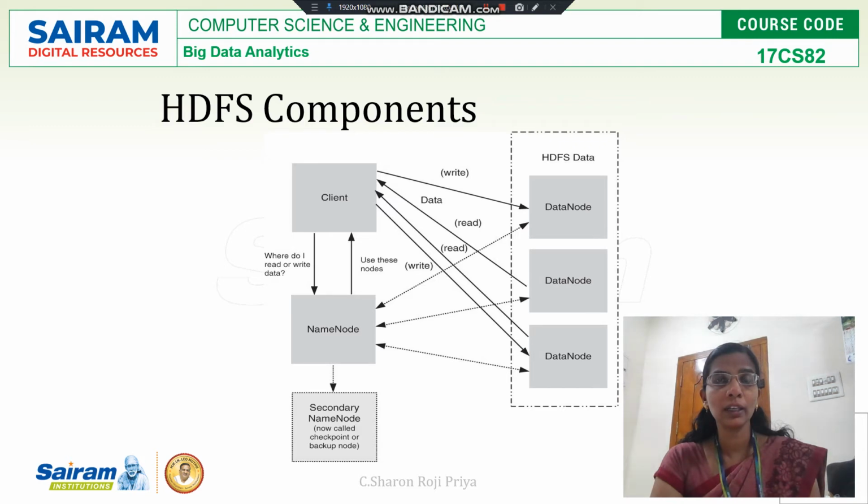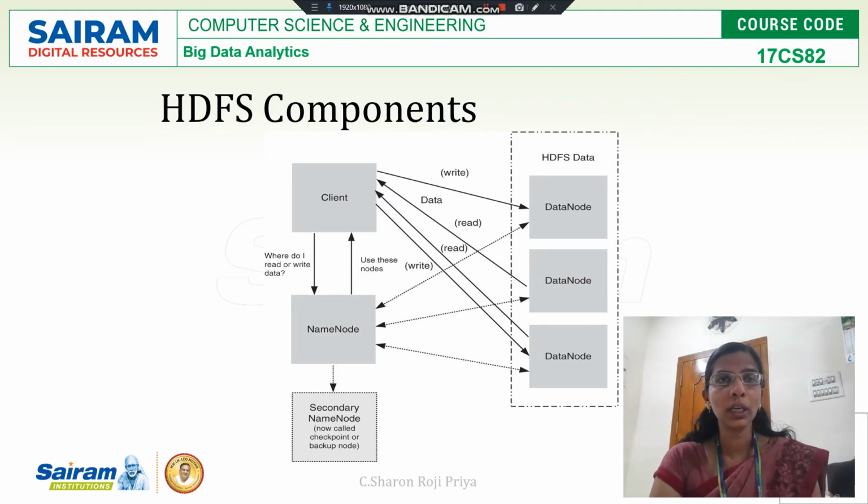How does it monitor the read or write process? The data node has to send a heartbeat signal to the name node. What do you mean by heartbeat? Periodically it has to send information. This information is known as heartbeat, indicating the data node is active or alive. This information sent by the data node to the name node is known as heartbeat.